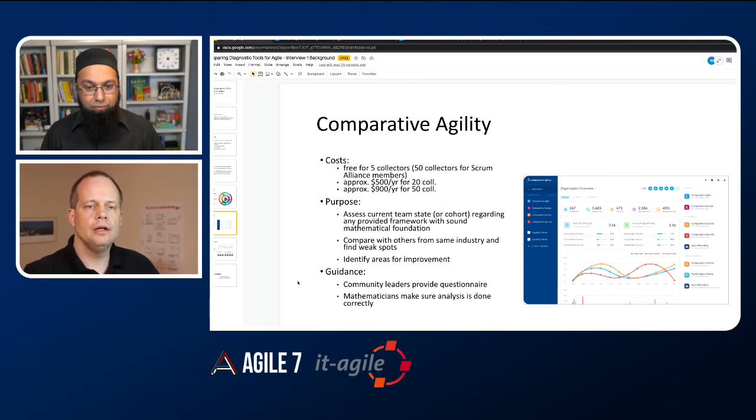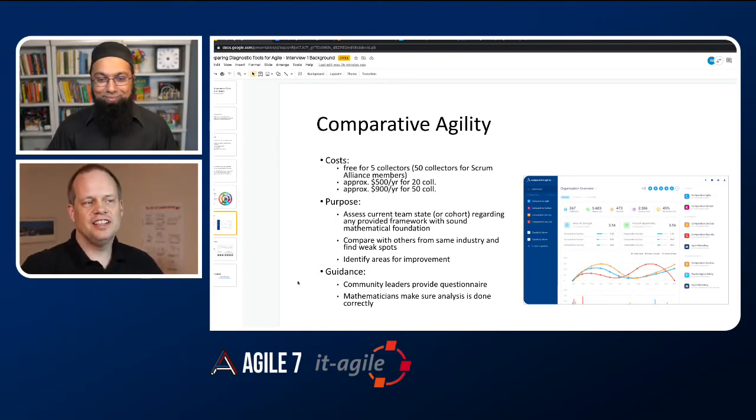So you could regularly assess your teams and then compare the team's improvement over time. But also, if you are in a certain industry, you can compare your results to all the other members of that industry. That's where it's trying to shine and be better compared to other assessment tools, because now you are able to look at all the competitors. The pricing is interesting because it's free for 5 collectors, or even for 50 collectors when you are a Scrum Alliance member, and that can be easily done.